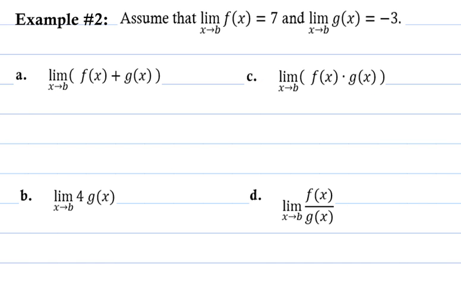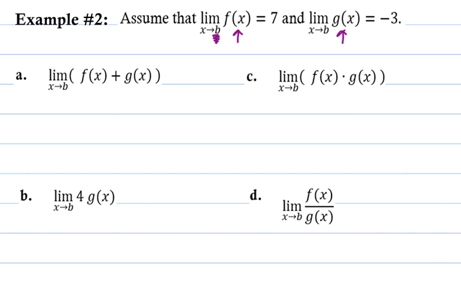Example 2. It says, assume that the limit as x approaches b of f of x equals 7, and the limit as x approaches b of g of x equals -3. Okay, so I don't have a real number here, but that's okay, because I don't even have actual equations. I just know that the limits are already 7 and -3. This right here is using numerical values. I don't have a real equation. I don't even have a real x value, but I know what the limit already is. And in these examples, I can just use the limits to answer the question.